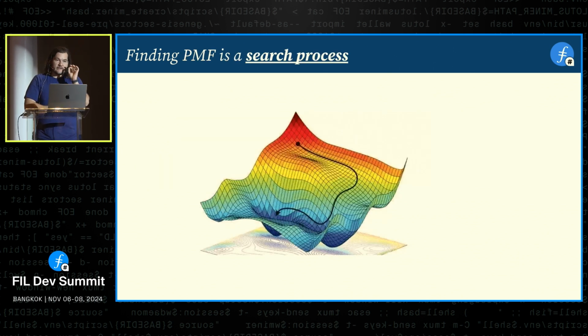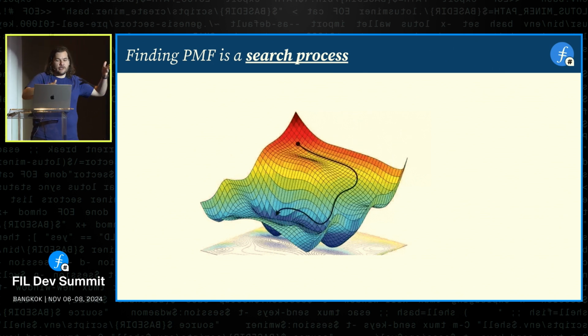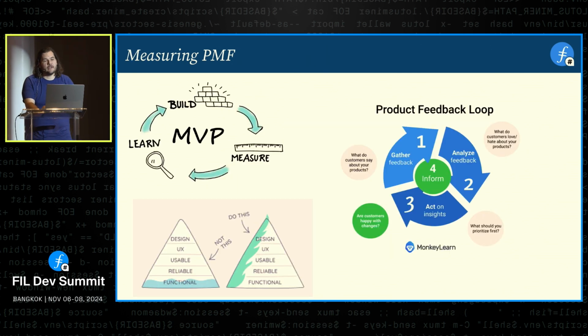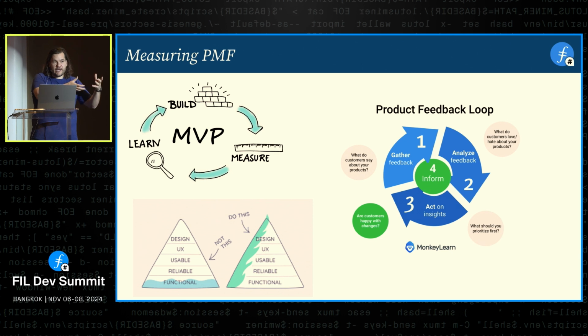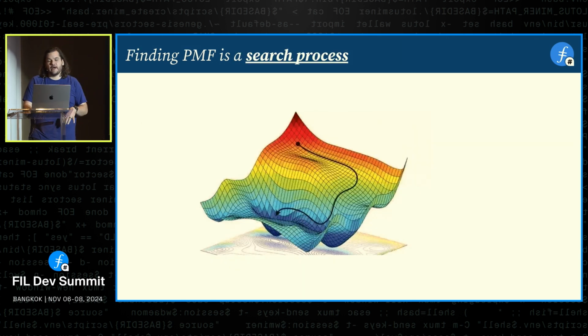A search process is an experimental framework where you can measure where you are, take steps over time, and remeasure where you are, which is why metrics are so critical. This is where, both in building MVPs and measuring their outcome and iterating towards success, this is what lets you do the gradient descent to find the right spot.